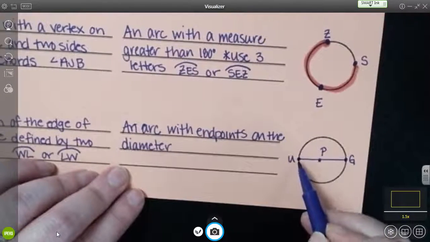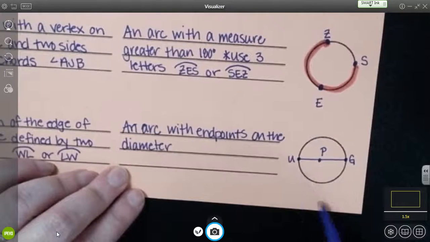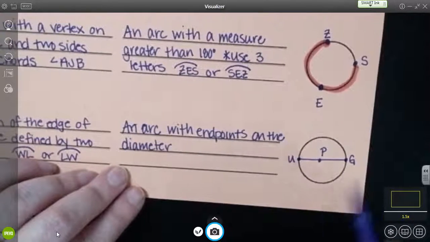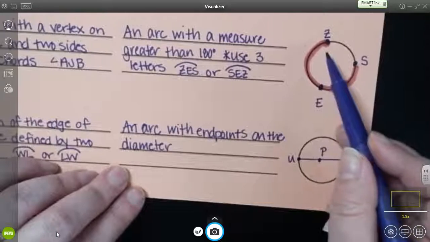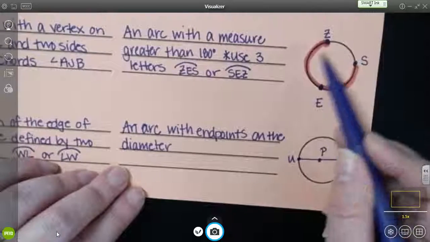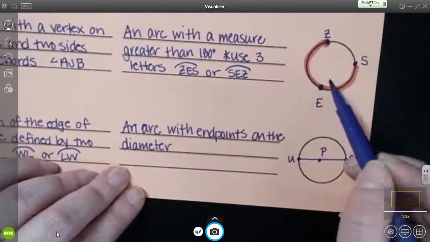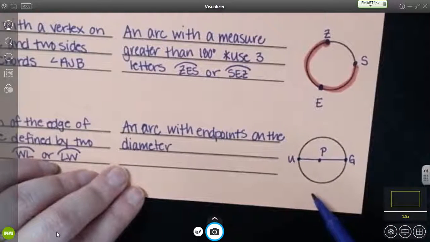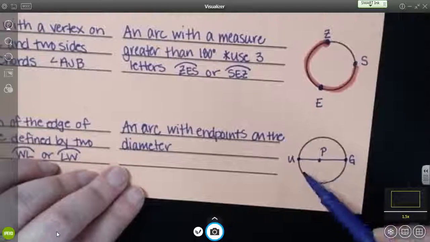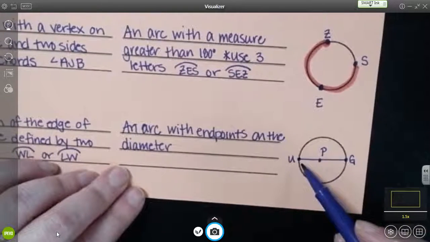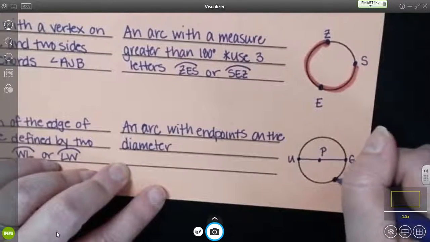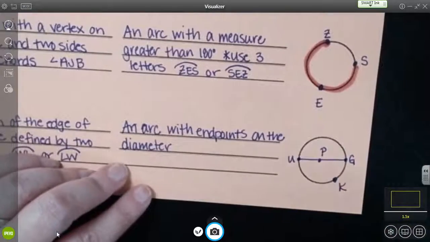How do we know if we're talking about the top half UG or the bottom half UG? What do we need? How did we know on the major arc that we needed to go counterclockwise? What did we put on there? We put another point on there. So we need to put another point somewhere on our circle so we know if we're going to talk about the top half or the bottom half. Okay, so I'll just put a point over here. I'll call it point K.